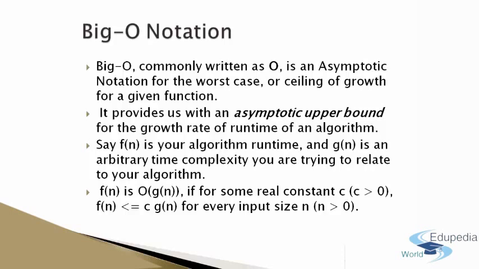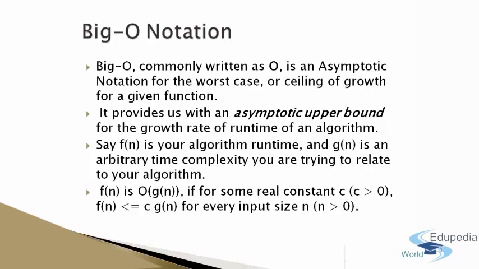Say f(n) is your algorithm runtime and g(n) is an arbitrary time complexity you are trying to relate to your algorithm. f(n) is O(g(n)) means that for this function f(n), your complexity would be g(n) and it will be represented as O(g(n)), for some real constant c greater than 0. So c could be any constant depending upon your problem statement. Now if f(n) is less than or equal to c·g(n) for every input size n, where n is greater than 0. Okay, so this is how we define the Big O complexity.